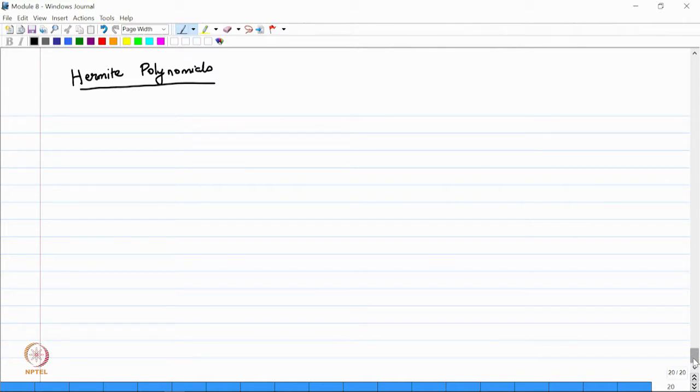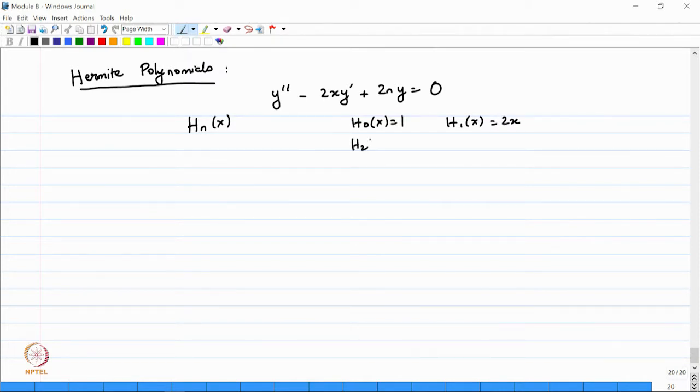quantum rigid rotor. The Hermite polynomials satisfy the differential equation y double prime minus 2 x y prime plus 2 n y equal to 0. These are written as h n of x, a solution of this differential equation. You have h 0 of x equal to 1, h 1 of x equal to 2 x, h 2 of x equal to 4 x square minus 2, h 3 of x equal to 8 x cube minus 12 x, and so on.